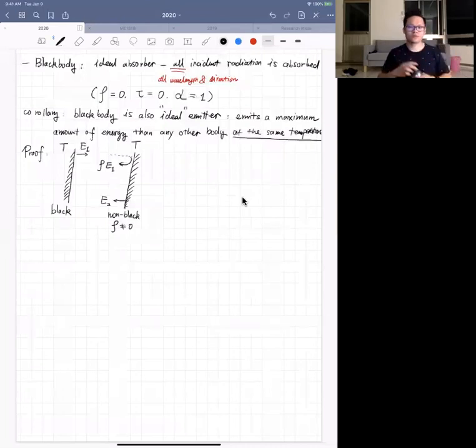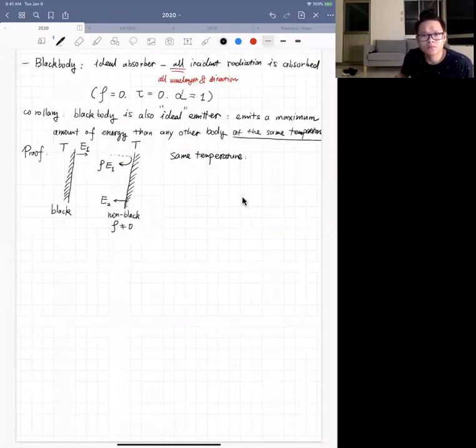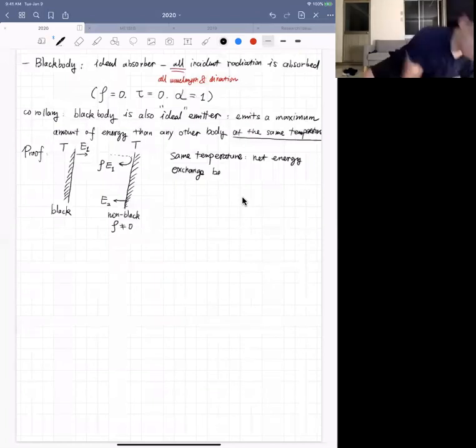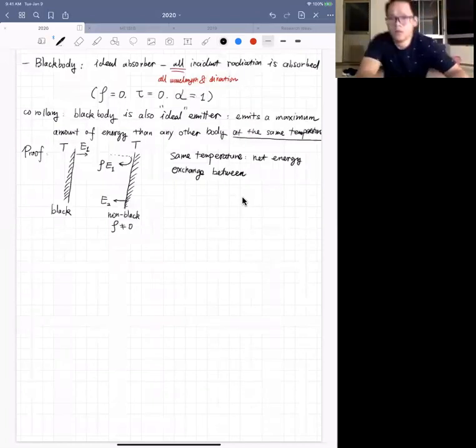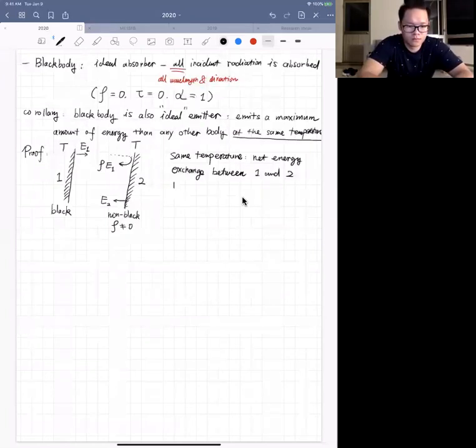Now, because the two surfaces are at the same temperature, from the second law of thermodynamics we know that there cannot be net energy exchange between, let's call this surface 1 and this surface 2, between 1 and 2 must be 0. This is the second law of thermodynamics: you have two isothermal bodies, they cannot exchange any net amount of energy.